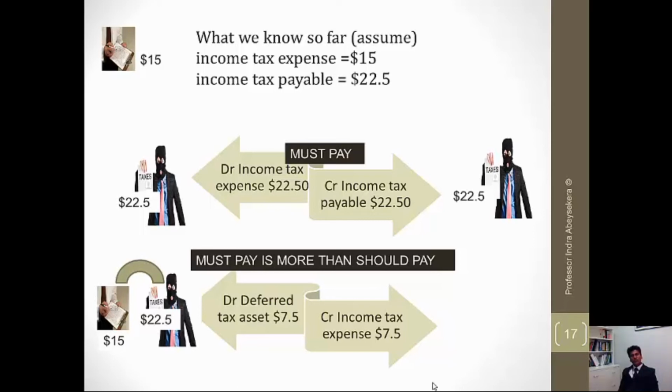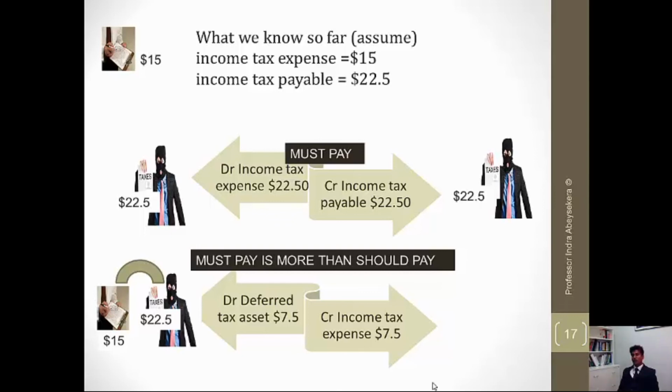So what we know so far is, first we record what we must pay based on income tax payable. Second, we record another journal entry to adjust the income tax expense to what we should pay. And the other side of that would be a deferred tax asset. If we must pay more now, as a result we should pay less in the future.